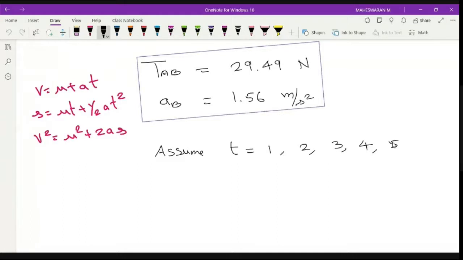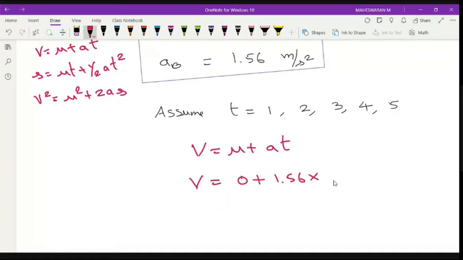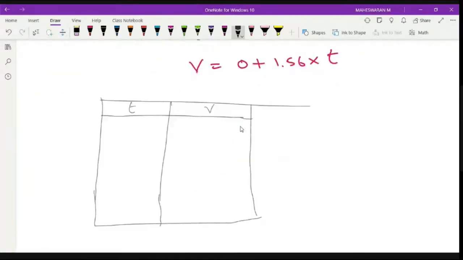So I am changing my seconds from 1, 2, 3, 4, and 5. I have only one formula which I can use, which is v is equal to u plus at. Initially, your velocity is 0 plus 1.56 into t. This is my formula. So you make a table. So if t is equal to 1, 2, 3, 4, 5, what will we get?